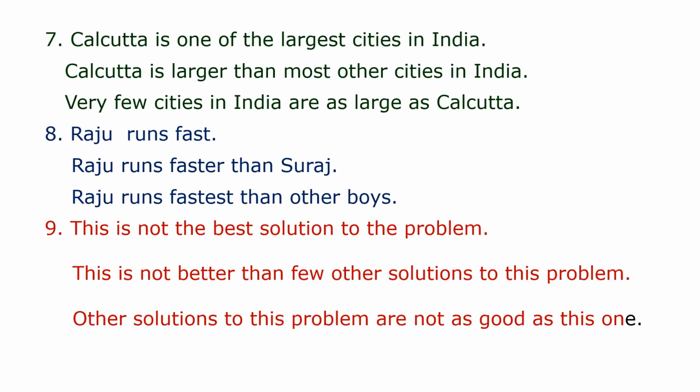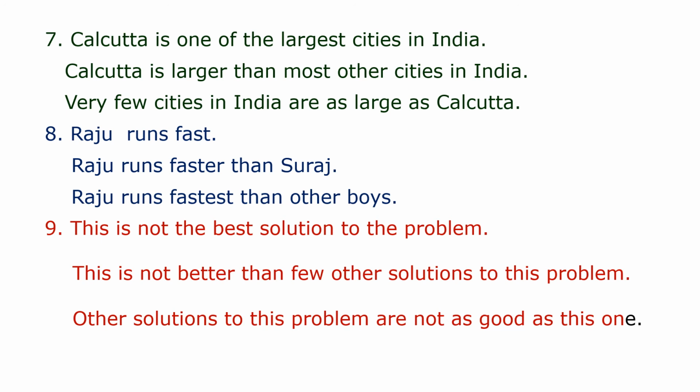Calcutta is one of the largest cities in India. This is the superlative degree. Calcutta is larger than most other cities in India. It is comparative degree. Very few cities in India are as large as Calcutta. It is positive degree. Raju runs fast. It is positive degree because that is a statement. There is no comparison between any persons. We are talking about a single person.